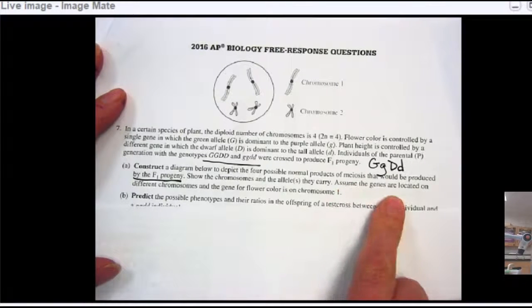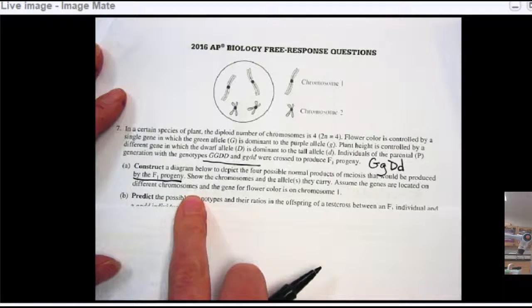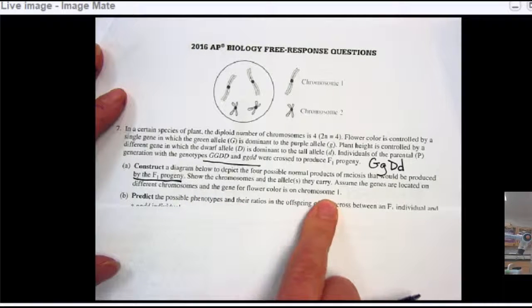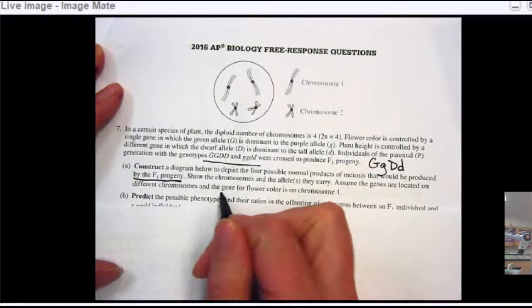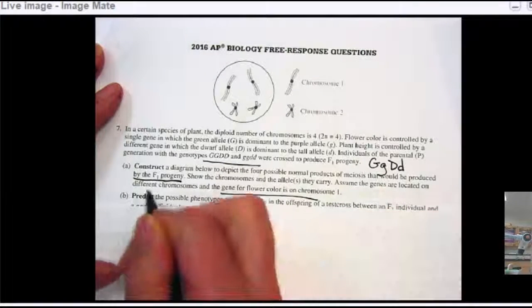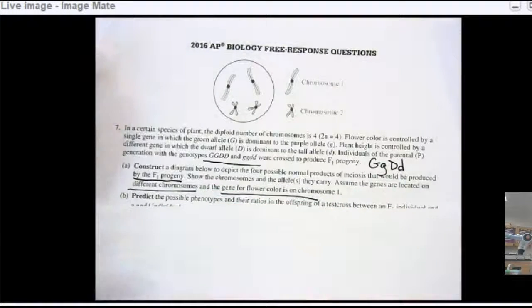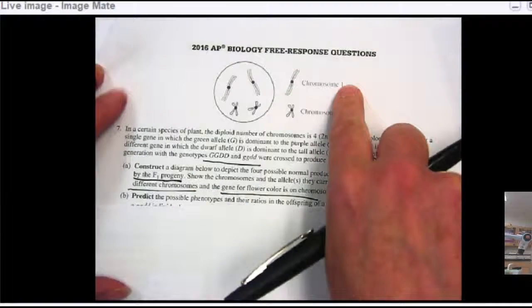And then assume that the genes are located on different chromosomes, meaning that they're not linked, and that the gene for flower color is on chromosome 1. So that's important too. They're on different chromosomes, the gene for flower color is on chromosome 1. So here's chromosome 1.